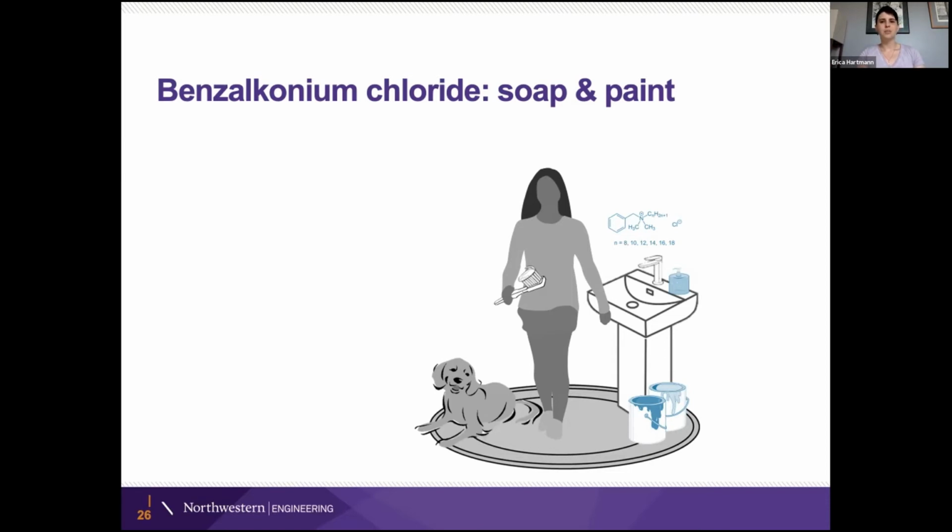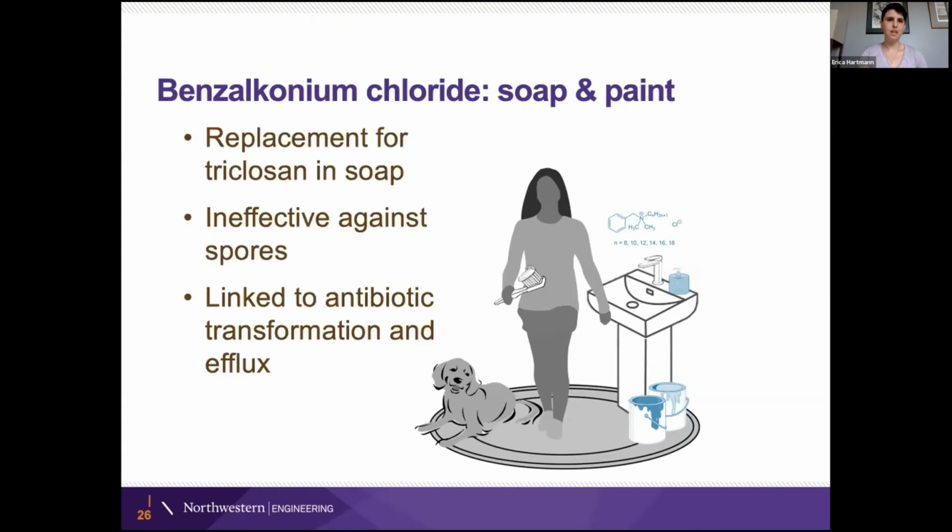Interestingly, benzalkonium chloride is also the active ingredient in, as far as I'm aware, the world's first biocidal paint. So a lot of wall paints contain an antimicrobial to prevent mold from growing on the paint while it's in the can. But this paint actually has been proven to kill MRSA and E. coli and whatever else.